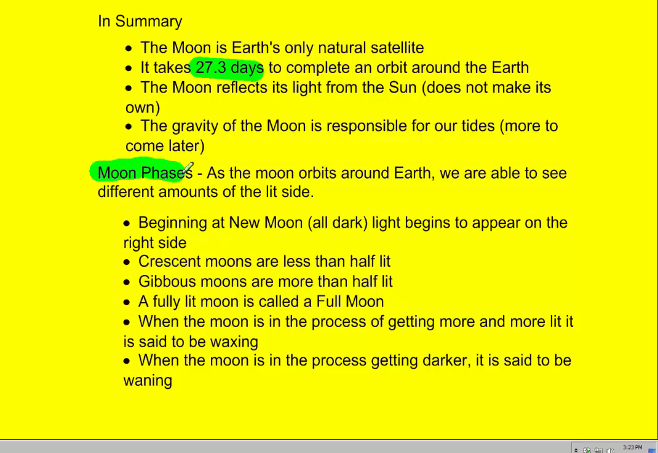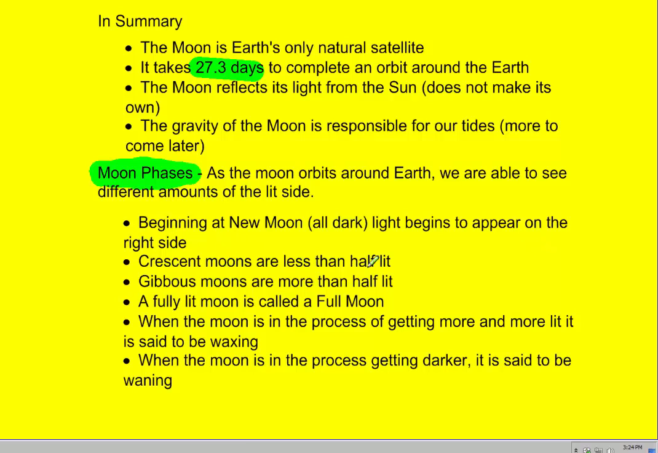There's often questions on tests about moon phases. As the moon orbits around the Earth, we're able to see different amounts of the lit side. That's what gives us the phases that we see. Beginning at the new moon, a moon that is all dark, the light starts to begin appearing at the right side. We say the right side is the light side.